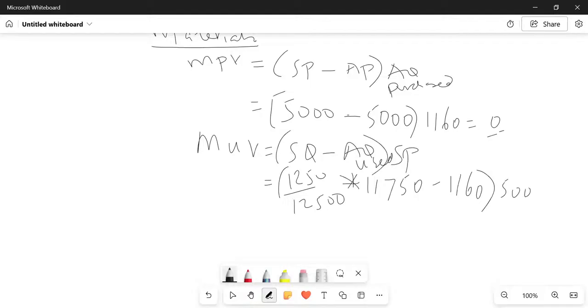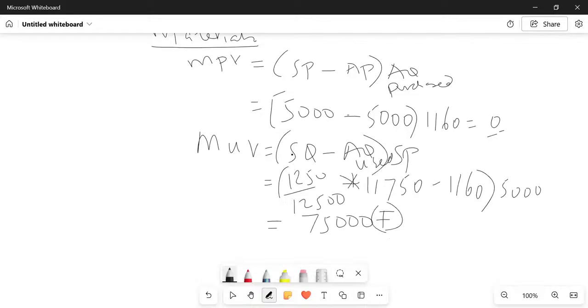Do we know the standard price per kilogram? 5,000, isn't it? So then the material usage variance at the end of the day will give me what figure? Open brackets, you say here, 1250 over 12,500 times 11,750 minus 1160, you close brackets, times 5,000. What figure are we able to get, ladies and gentlemen? 75,000. Adverse or favorable? Favorable.